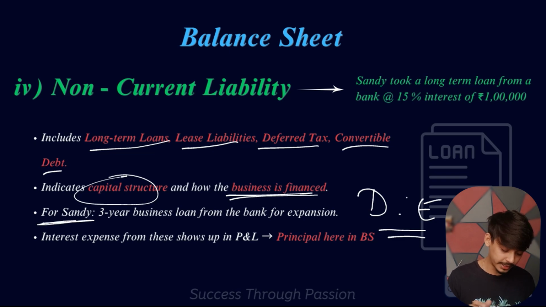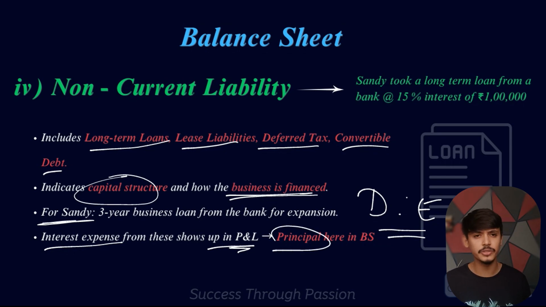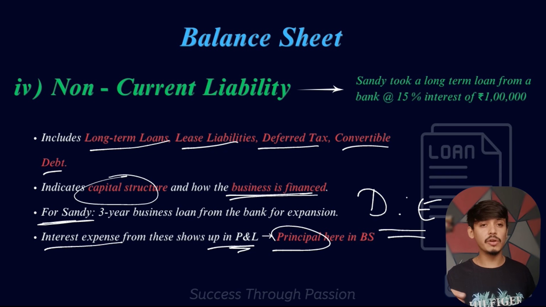Next we have the final point, which is interest expense from these, which shows up in P&L, while the principal shows in the balance sheet. For all the liability that you are raising through debt or loans, you have to pay interest on that, and that entire interest element will go to P&L as your current year expense, and the principal that you have left in your business will be in the balance sheet under non-current liability.